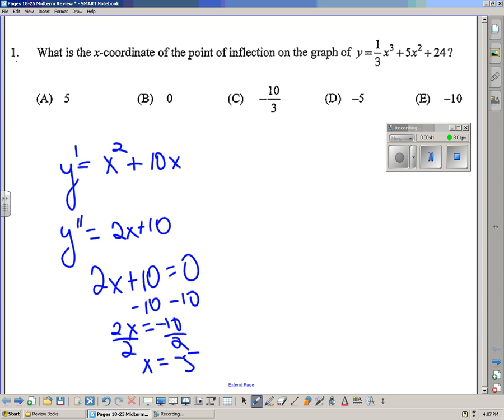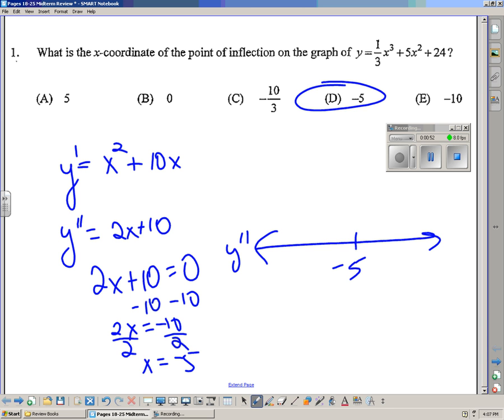That happens to be the answer because there's no other choice, but let's analyze something real quick here. Technically, we really want to draw a number line for the second derivative, put -5 on this number line, and test our second derivative. Before you get to -5, say -6, the second derivative is negative. Say at -4, the second derivative is positive. So we do in fact have a sign change, which means f is concave down going to concave up.